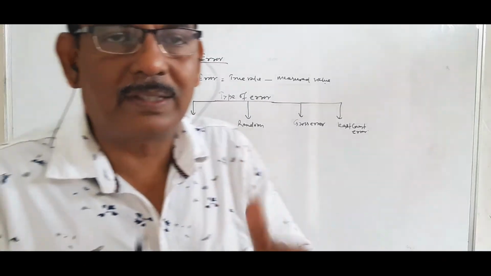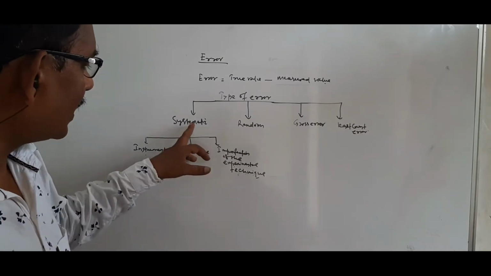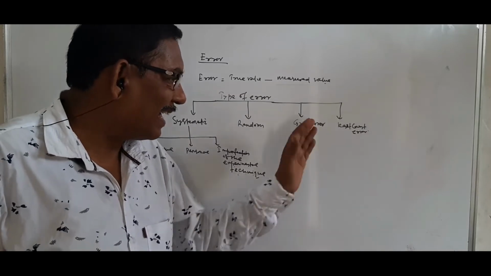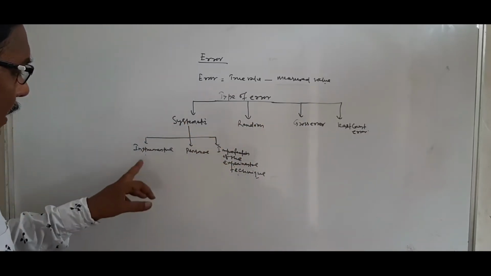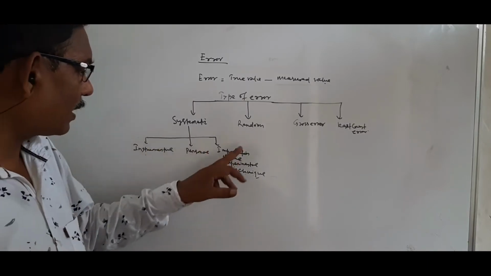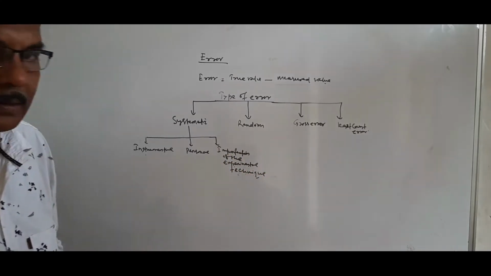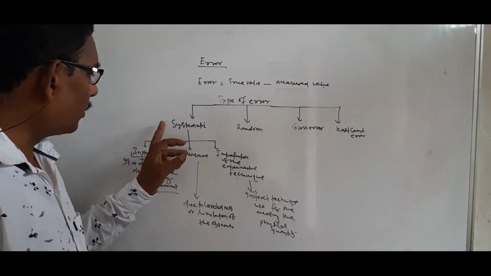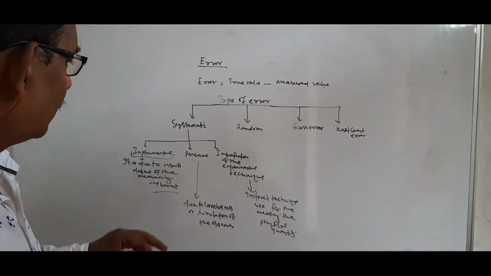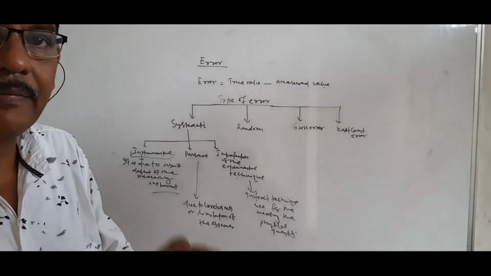So now we discuss the types of error. Errors are mainly of 4 types: one is systematic, the others are random, gross error, and least count error. Again, the systematic error is divided into 3 parts: instrumental error, personal error, and imperfection of the experimental technique. Clear? Now, about the systematic error. What actually is the systematic error? The systematic error occurs due to a definite pattern.